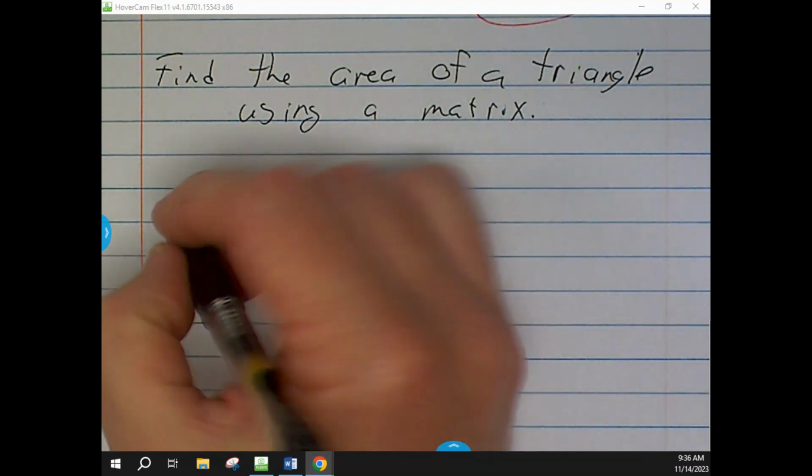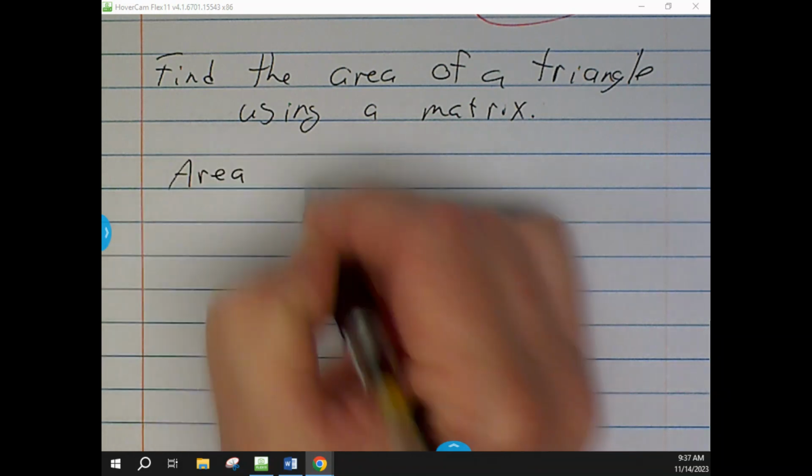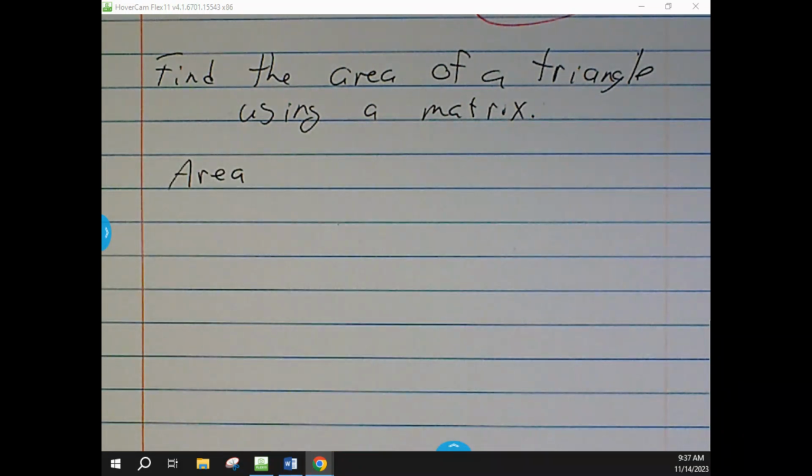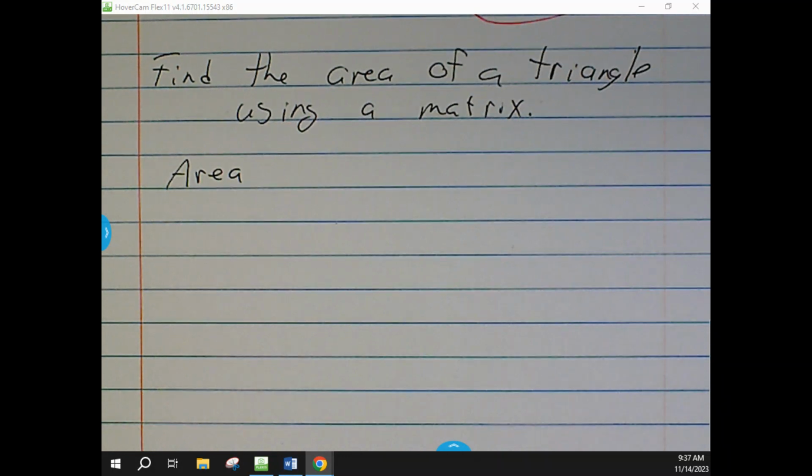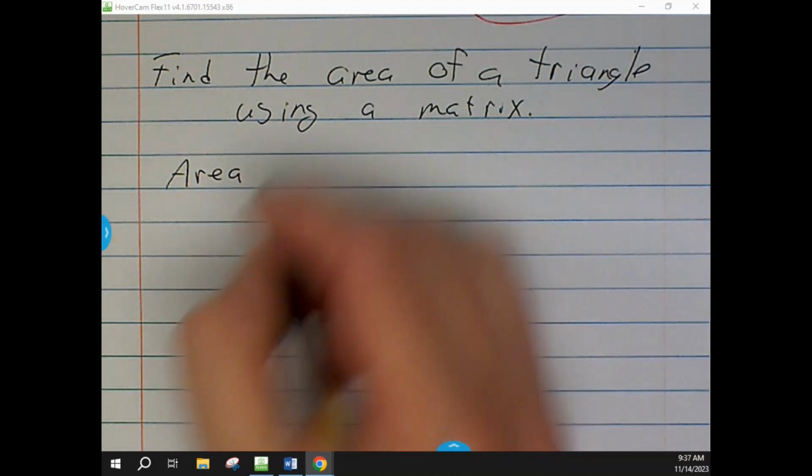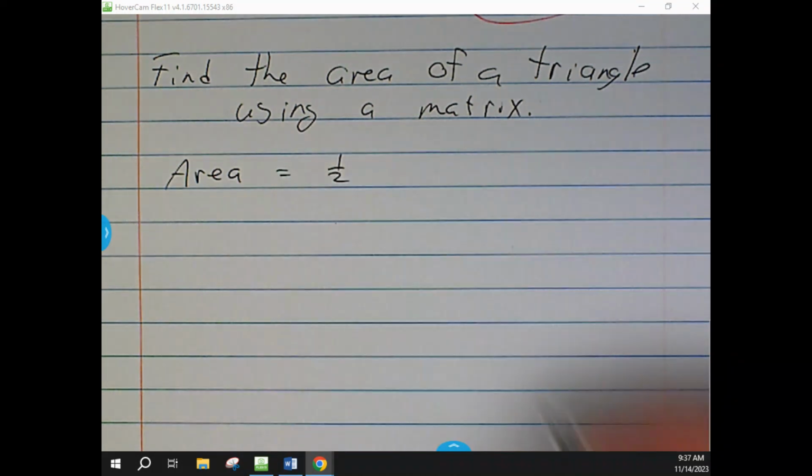So to find the area of a triangle, especially if it's not a right triangle, if it's a right triangle, it's pretty easy. It's length times width, and you need to divide by 2. If it's not a right triangle, this will help you find out what that area is without having to do any other weird things with it. So if you're going to do that, it's still going to be 1/2.